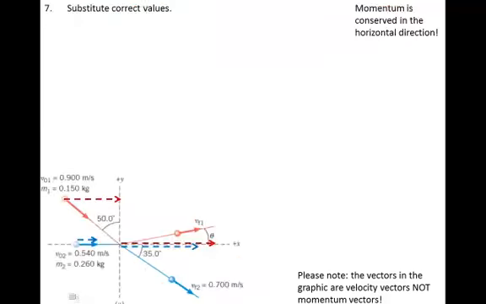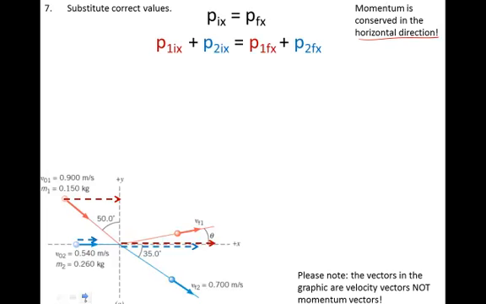So next we want to substitute our correct values. So there's our equation in the horizontal. So let's look at momentum as it's conserved in the horizontal direction. And the way we do that is by looking at each individual momentum or momenta. So these are the momenta in the horizontal for each object before the collision, and these are the momenta for each object after the collision.